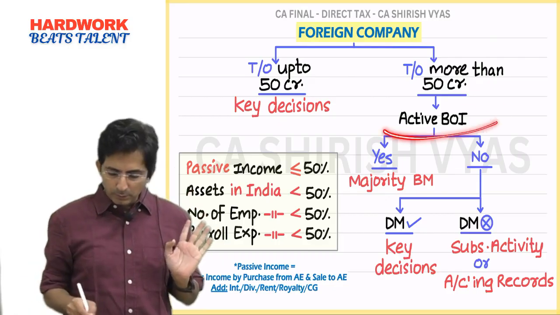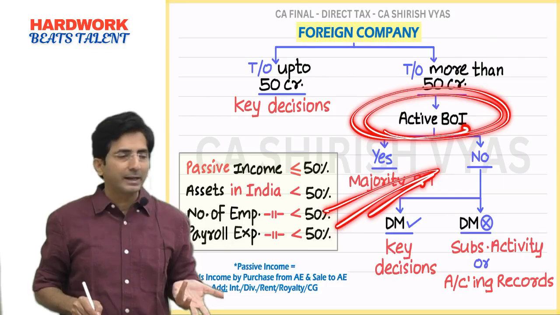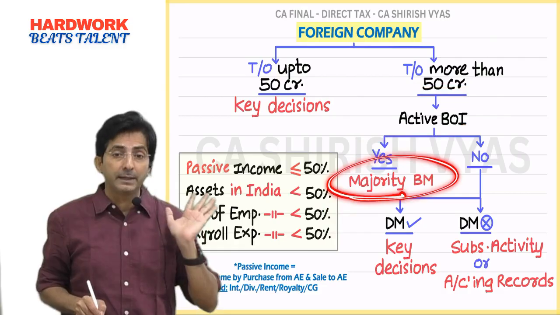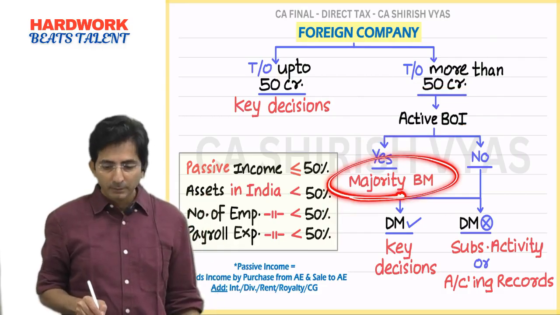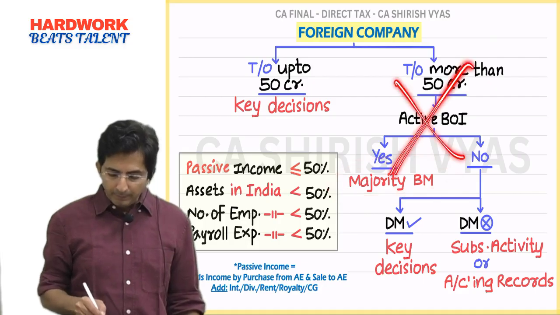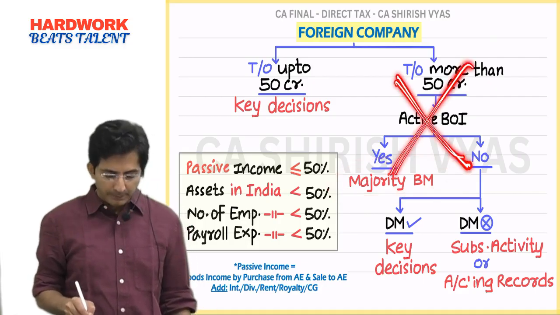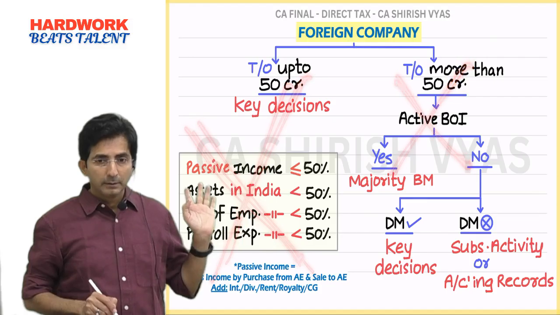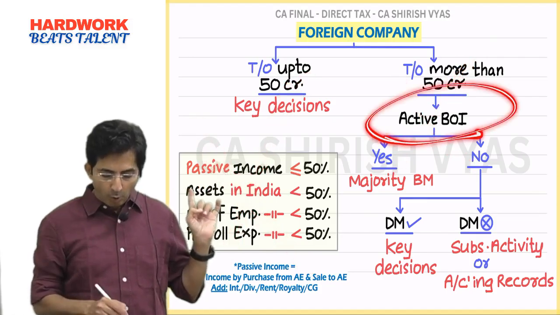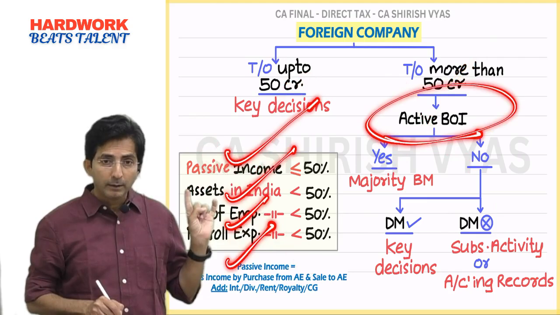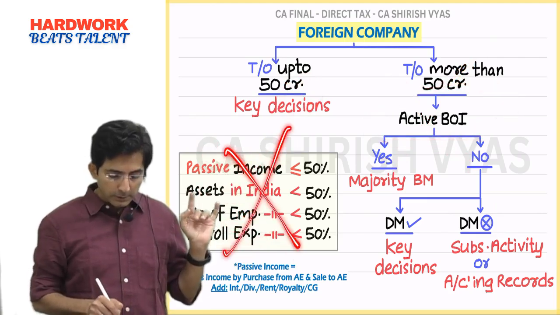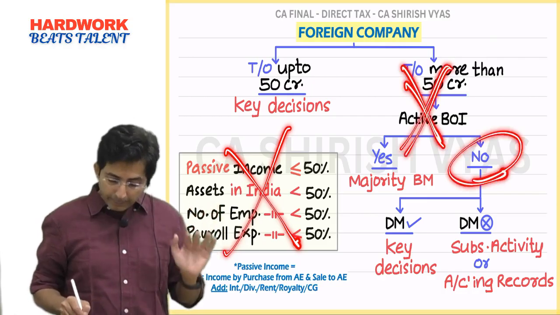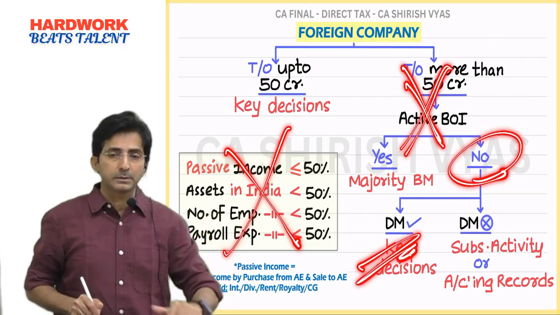See, these are the last resort. What is the first resort? If they pass the Active BOY exam, then we will decide based on the number of board meetings. But if they fail the Active BOY exam, fail means any one of the four conditions is not matched. See, what do you mean by passing Active BOY? All four conditions should be fulfilled. If you are stuck on any one condition, then Active BOY fails. Only when Active BOY fails do we try to figure out the decision makers.